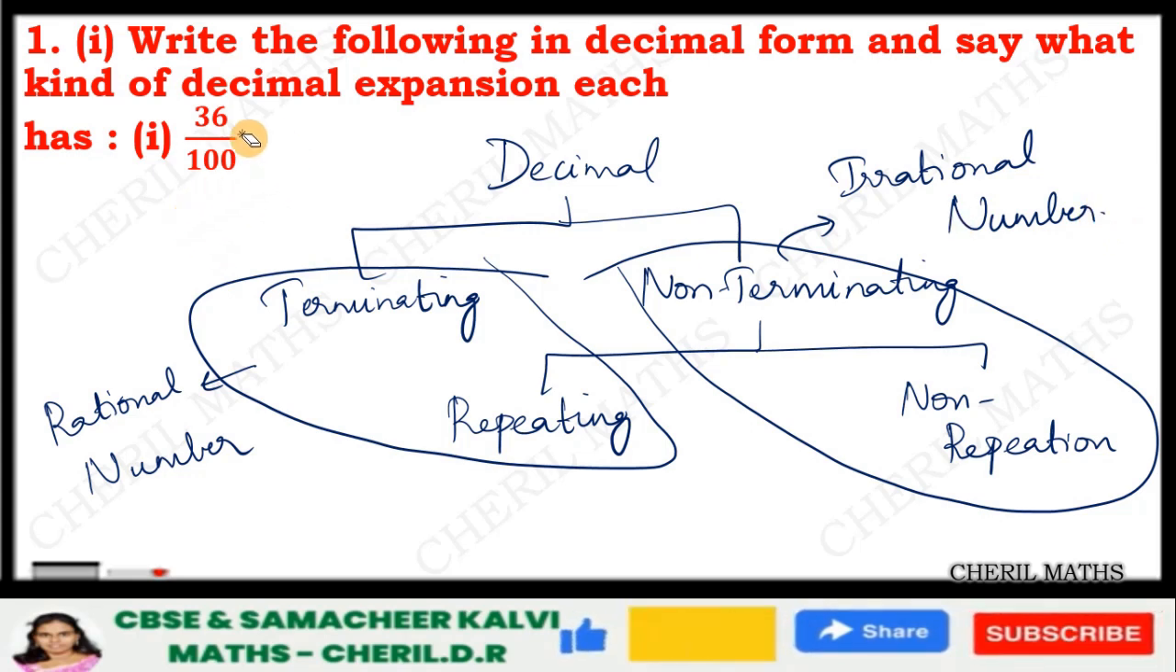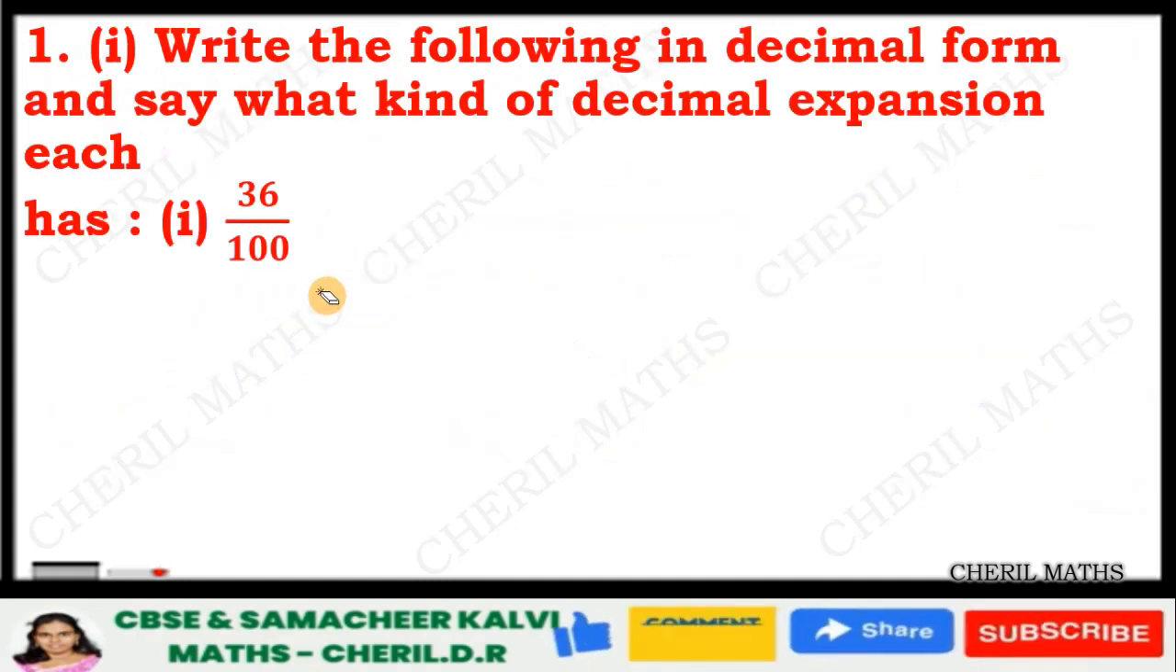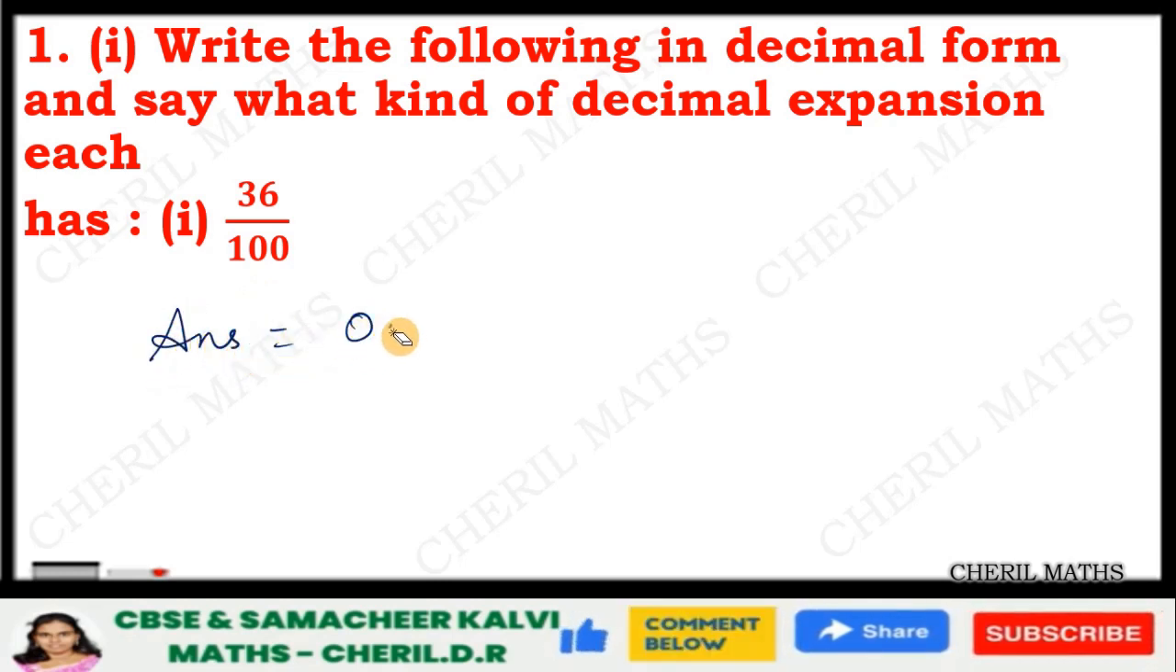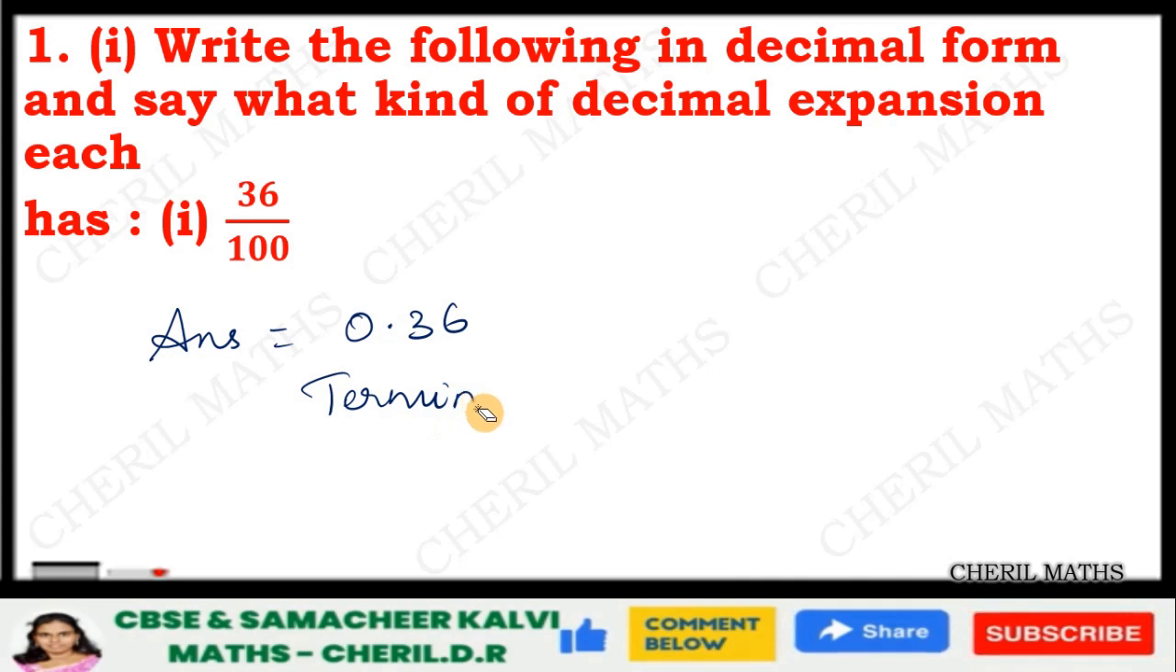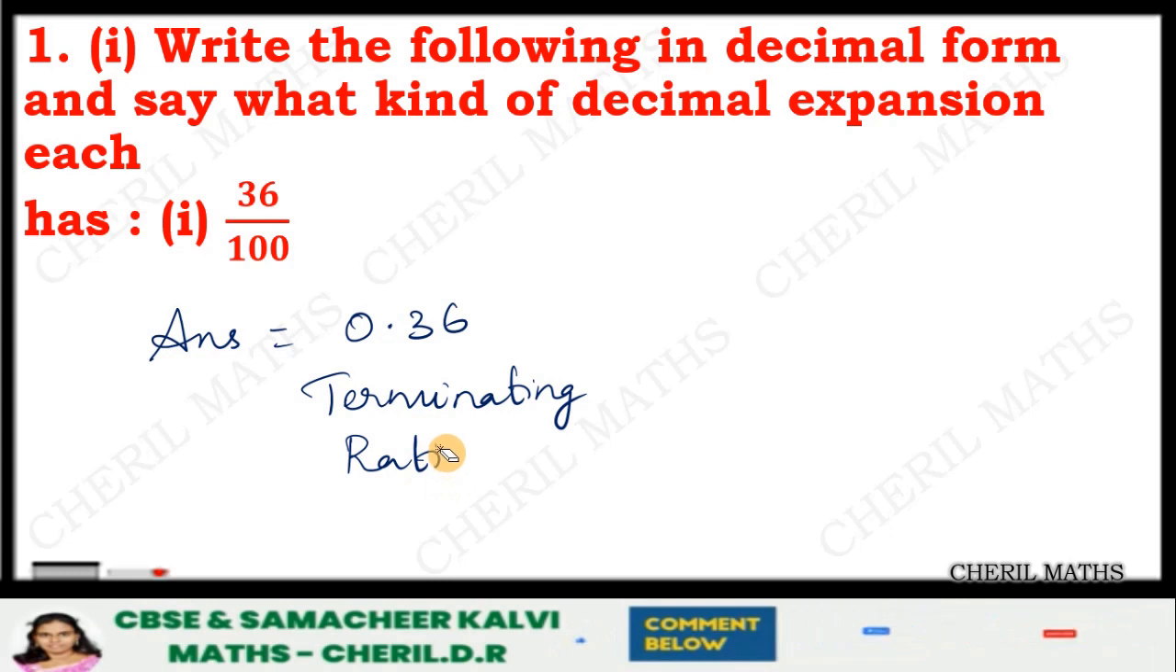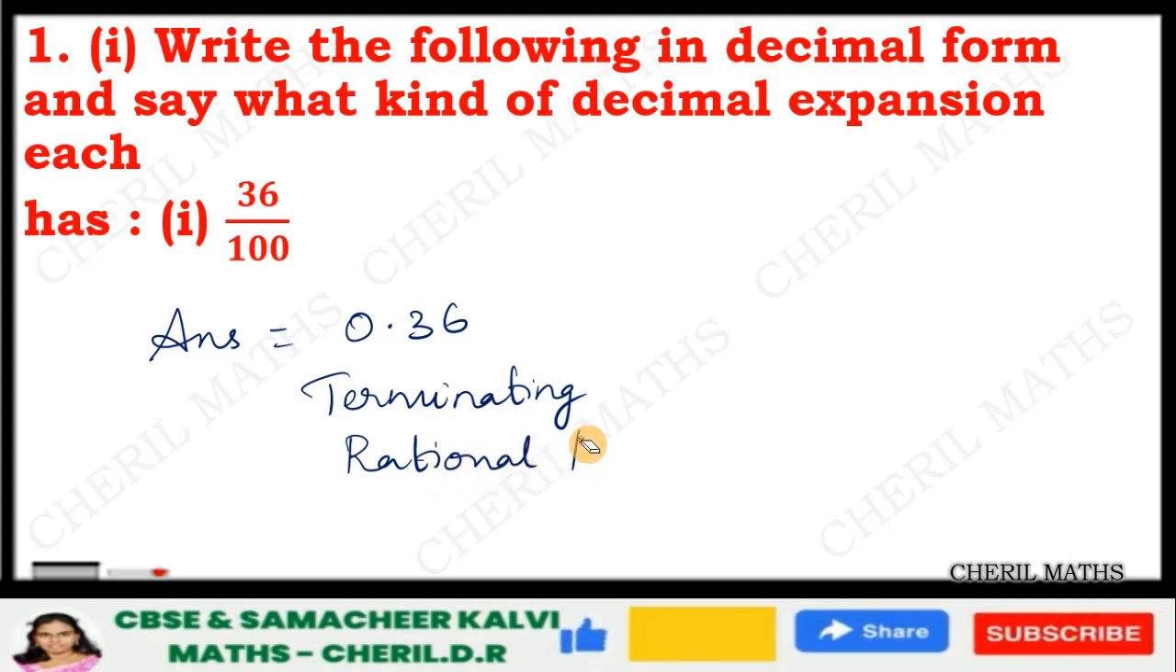Now what is the answer we got? We got the answer to be 0.36. It is not continuing, so it is going to be terminating. If it is terminating, compulsorily it is going to be a rational number. So our answer is 0.36, and it is a terminating decimal expansion, and you can also call it a rational number. Is it clear, children? I hope you understood it better.